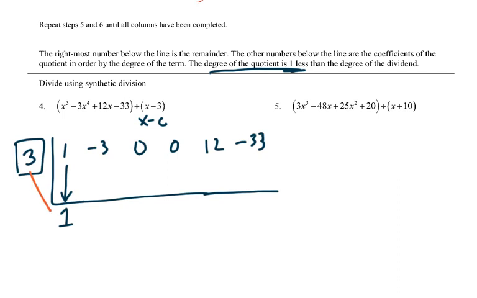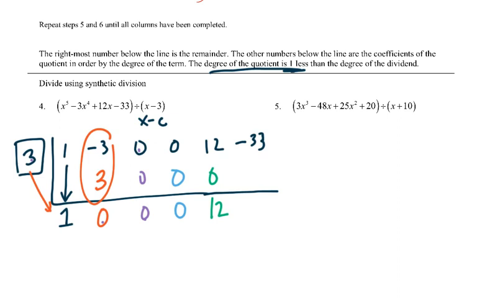I multiply these together. 3 times 1 is 3. I add these. Negative 3 plus 3 is 0. 0 times 3 is 0. 0 plus 0 is 0. 3 times 0 is 0. 0 plus 0 is 0. 0 times 3 is 0. 12 plus 0 is 12.